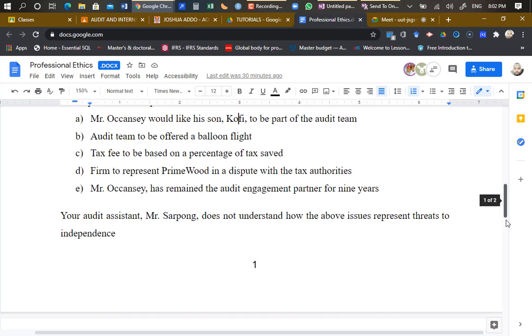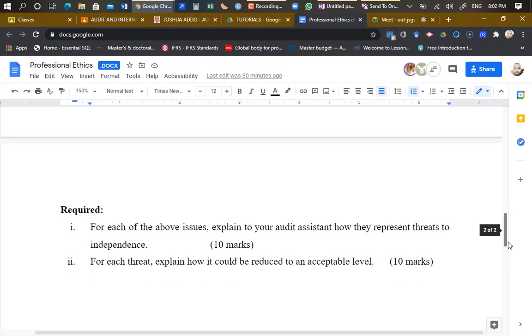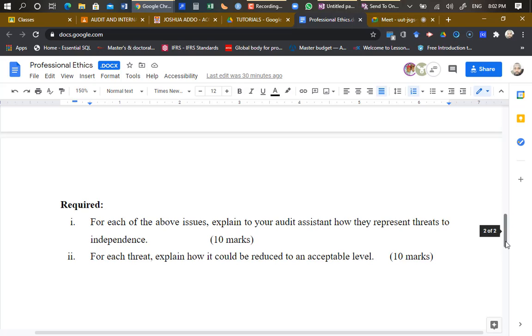Let's briefly talk about the last part of the question. For each threat, explain how it could be reduced to an acceptable level. Those who have not spoken in class, take any one of them that we have discussed. Explain how we can reduce it. And mind you, we can reduce the threat in multiple ways. So if someone says A, you can also say B, another person can say C. Let the class be that discursive. Yes, I'm listening to you.